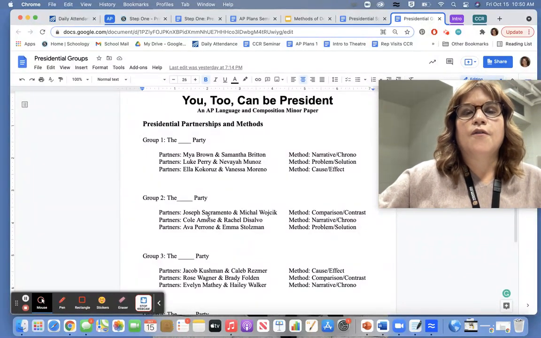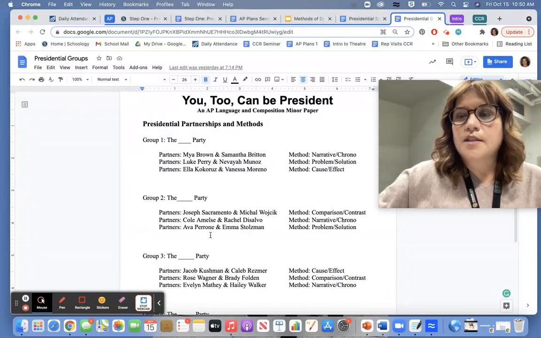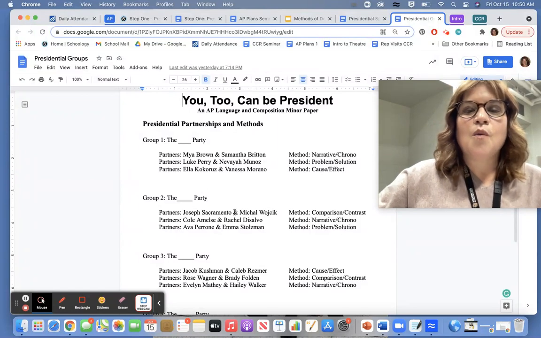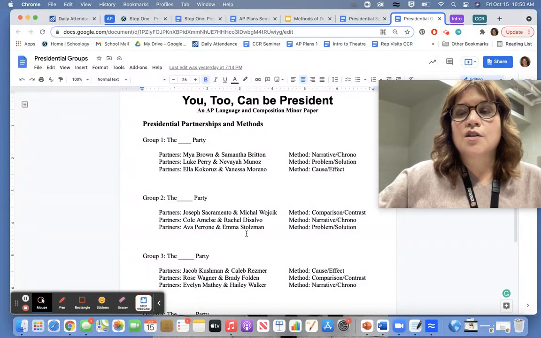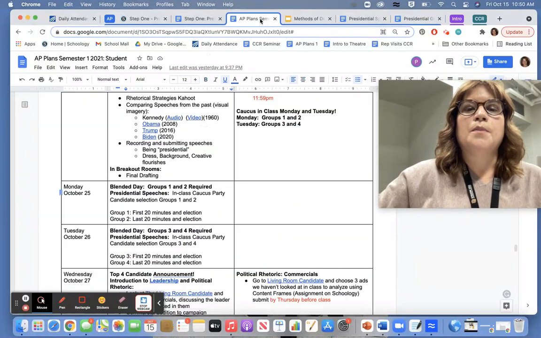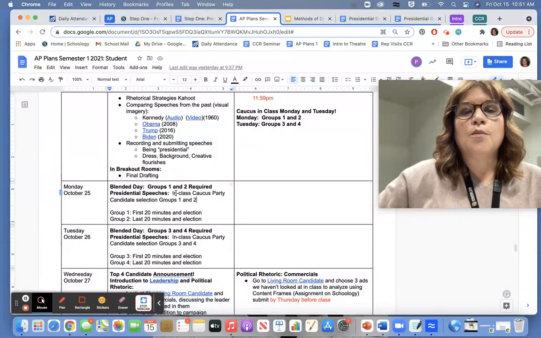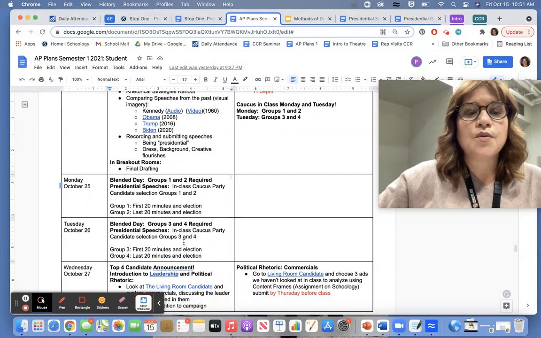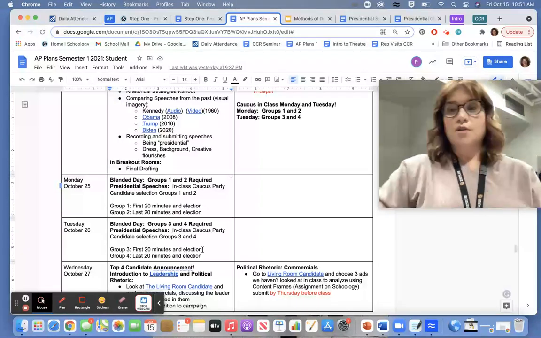Same thing for group 2. Whoever's elected as president on that Monday, or whoever is chosen in your pair as president, will be presenting their speech to the rest of the group, and group 2, whatever party you decide to name yourselves, will be choosing one candidate to move on to the next level. Then if you look at the plans, groups 3 and 4 will be meeting that day, and group 1 and 2 will be blended. Groups 3 and 4, you'll be coming in on Tuesday, and groups 1 and 2 will be blended, and you'll be giving your speech and then having an election afterwards.